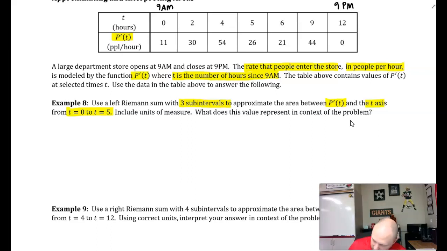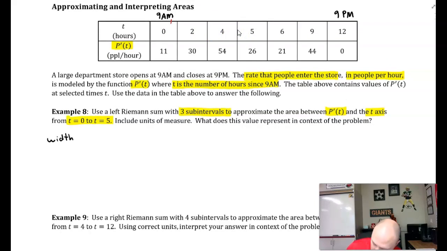All right, we have 3 subintervals. So our width, if we're going from 0 to 5, notice here in the table, and I want 3 subintervals. These are values indicated in the table. So I'm going to have my first rectangle be from 0 to 2. Here's my first one.